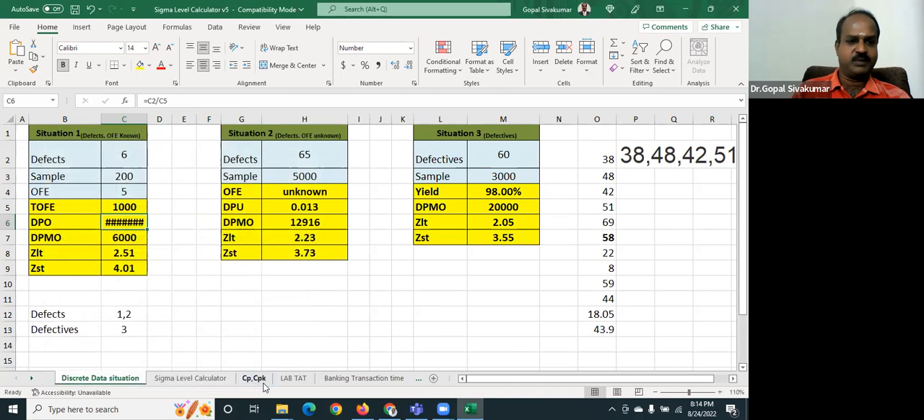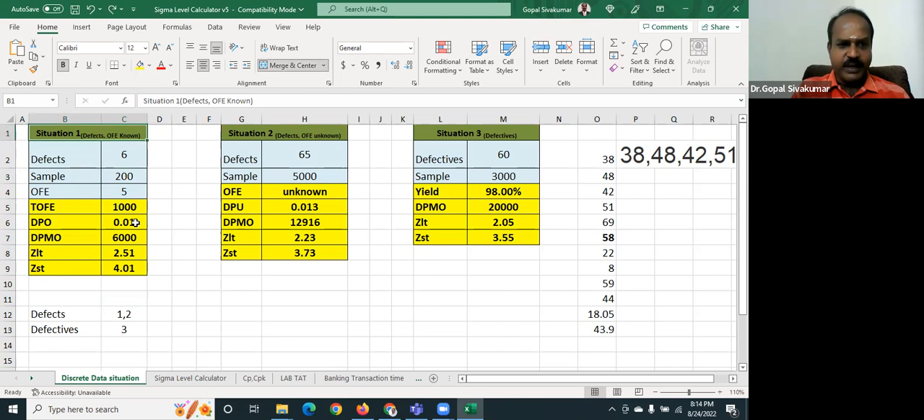Then probably we'll be able to get, okay. So don't worry about it. So that's how it is calculated, 0.01. You see here, now it is coming 6000 properly. So defects per million opportunities is 6000. Actually, this is rounded. Since there are only 2 decimals, it got rounded, it is showing 0.01. And ZLT is 2.51, ZST is 4.01.